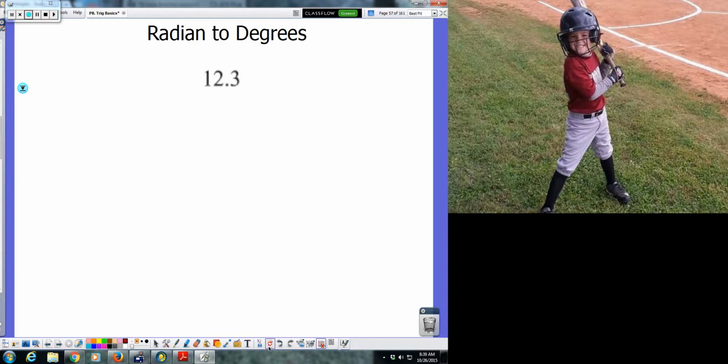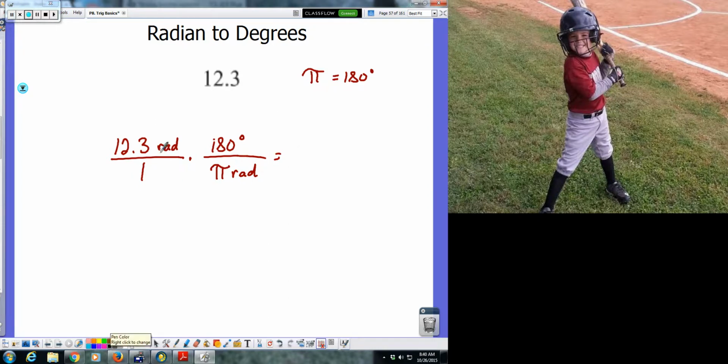I've already told you that pi radians and 180 degrees is the same thing. Here you have 12.3 radians. I'm going to multiply 12.3 radians by 1. 180 degrees and pi radians is the same thing. I'm multiplying by 1. That's legal. This will not change 12.3. It'll simply change the form that it's in. Here's the number one thing to make sure of, though. Radians are on top, radians are on bottom. Those will cancel out with each other.